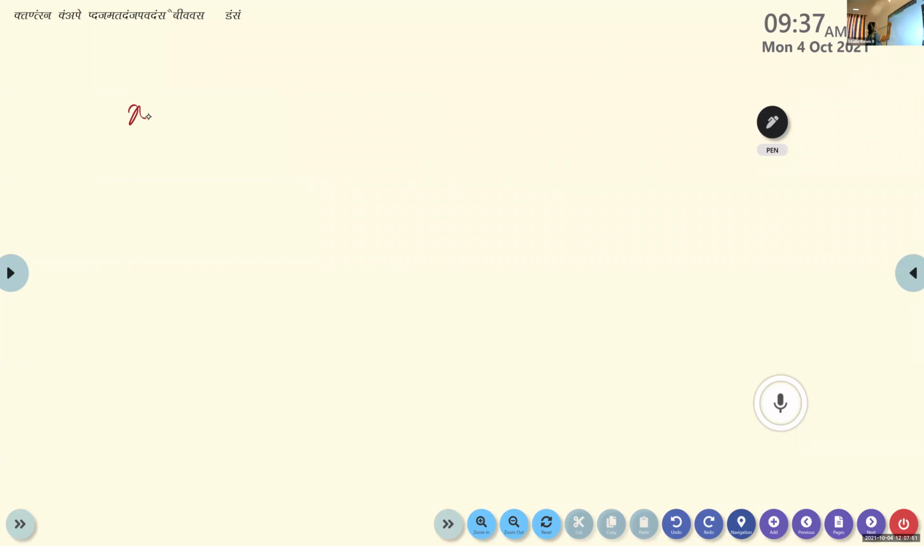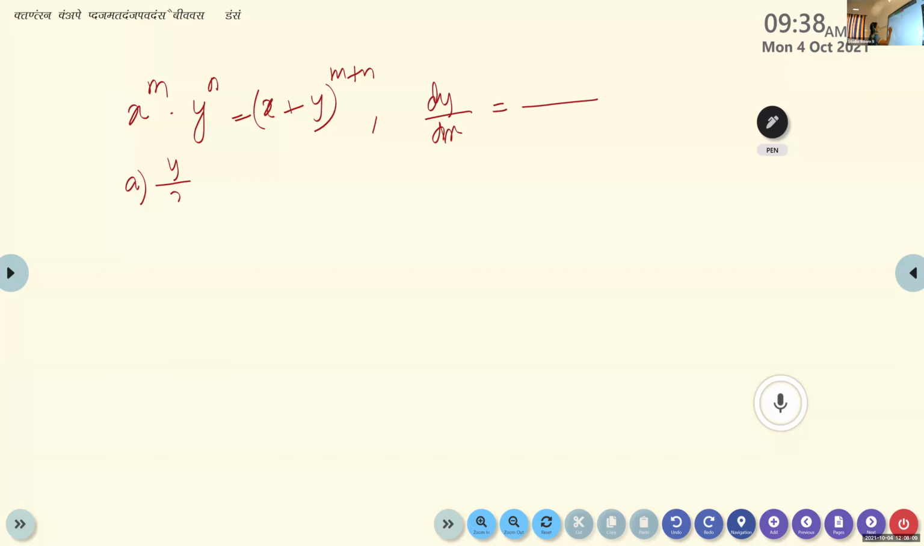Now, let's do the next one. If x raised to m into y raised to n is equal to x plus y whole raised to m plus n, then dy by dx is equal to dash. Option A, y by x. B, minus y by x. C, 1 by x. D, minus 1 by x.